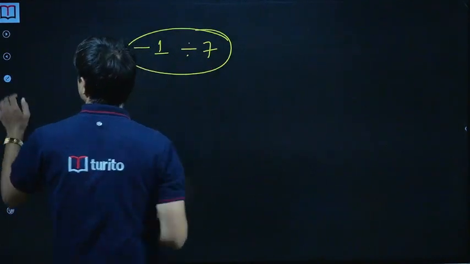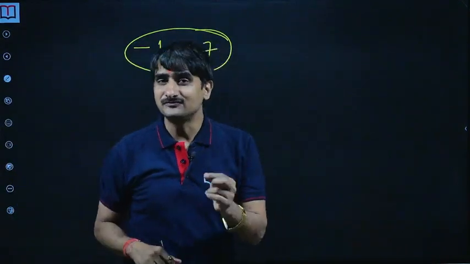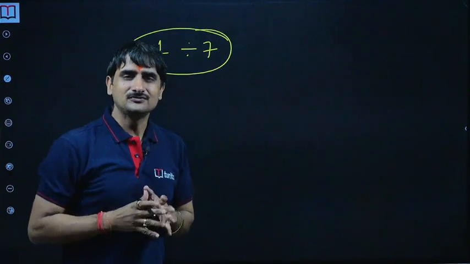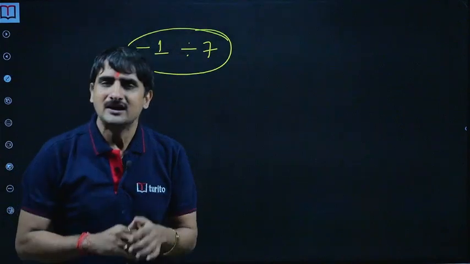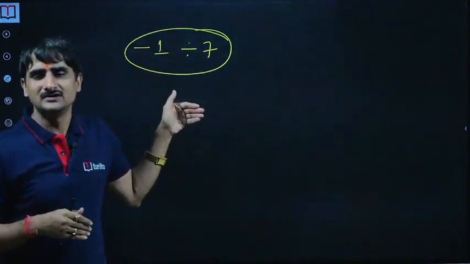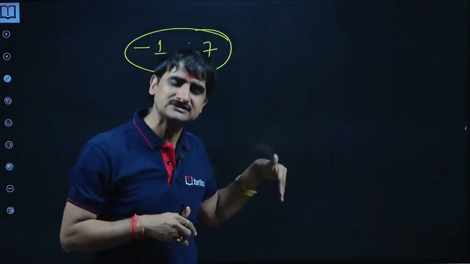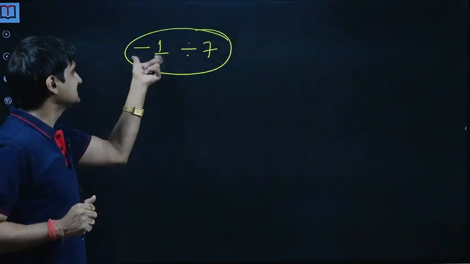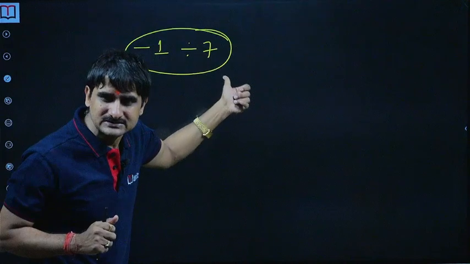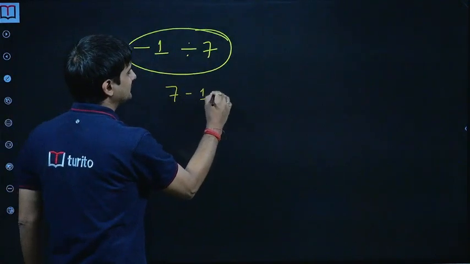Now that's again an interesting case. So if the dividend is negative and you have to find the remainder, what you have to do? You have to count in the multiples of that divisor and add to the dividend the multiple of the divisor which is just larger than the dividend magnitude wise. So magnitude wise this is 1. So the first multiple of the divisor is 7, which is larger than it. So 7 minus 1 is equal to 6.